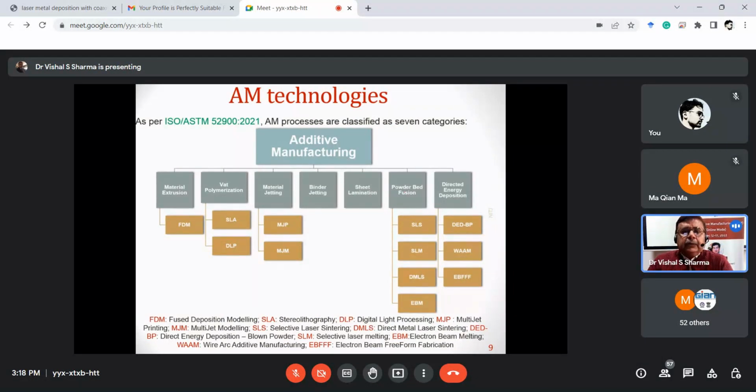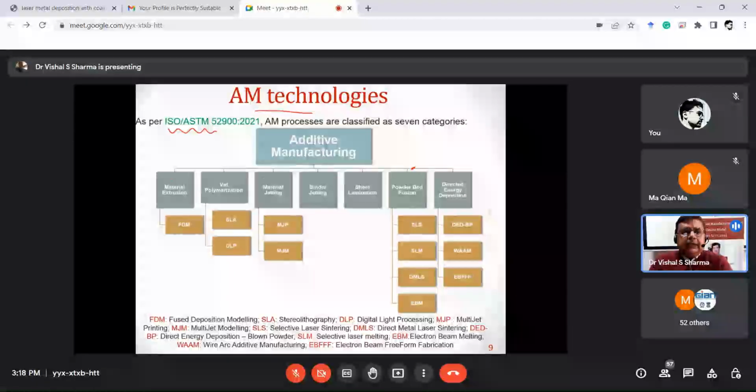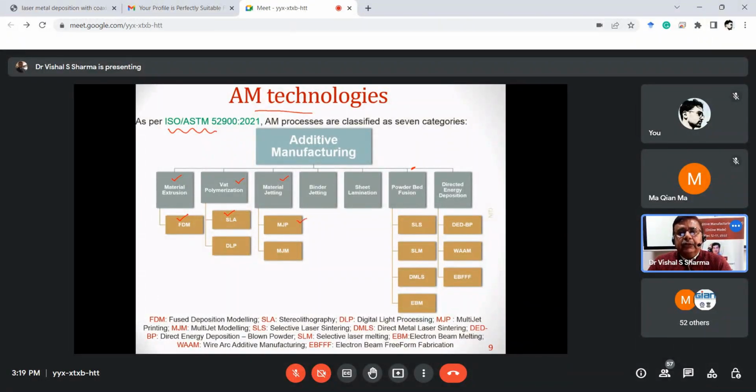Okay. Now, some of the additive manufacturing technologies. As per ISO and ASTM standards, there are seven categories, and what we do here is in the domain of, say, material extrusion. We have FDM machines, plenty of them. We have vat polymerization SLA machines, and from the category of material jetting, we have PolyJet 3D printers or multi-jet printers.